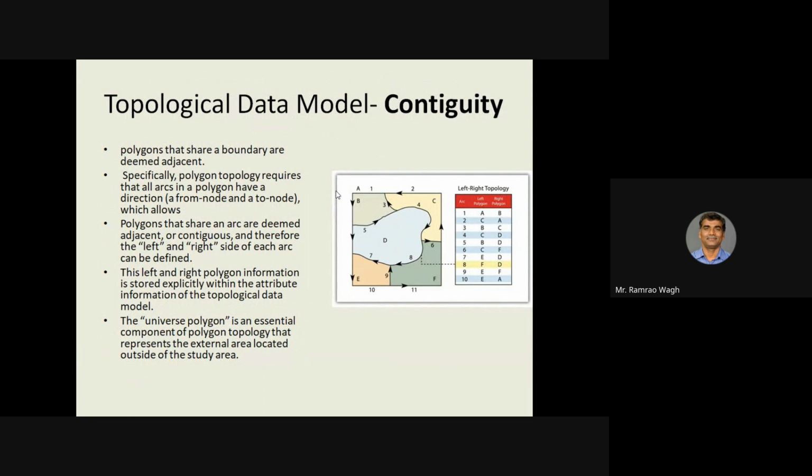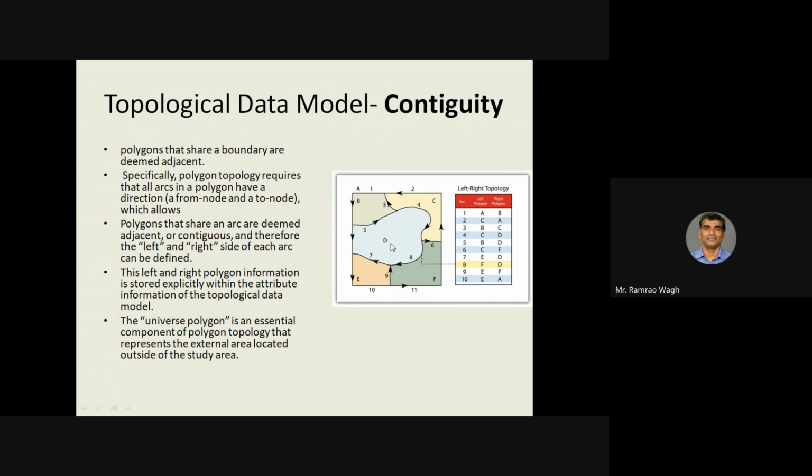Contiguity is based on something called directions. Okay, so if you see, that is where the role of vector also comes into the picture. There is a direction, so there is an arrow pointing. If you see, the arc will tell you from which polygon it connects to which other polygon, or sorry, what is to the right and what is to the left.